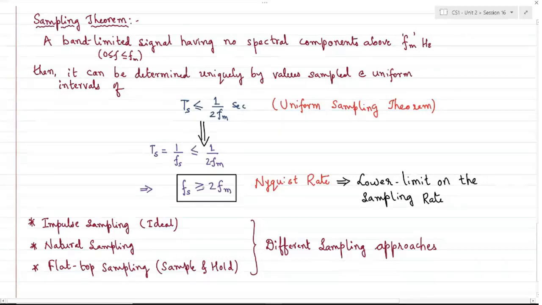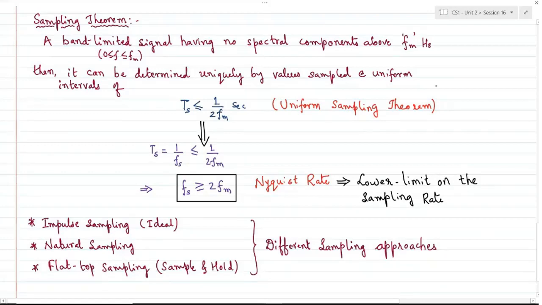Okay, so we'll also see what happens when Fs is exactly equal to 2fm, when Fs is less than 2fm, and of course when Fs is much greater than 2fm. We'll see all such cases, and we'll also convince ourselves that this is the desired rate of sampling. This is proved in several ways. So I had listed different sampling approaches. We had started off with impulse sampling.